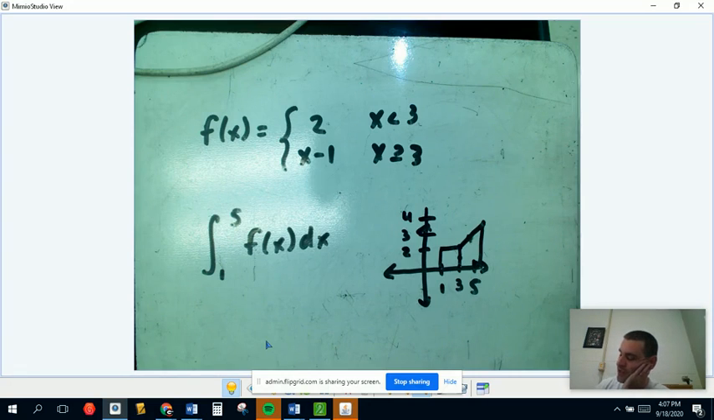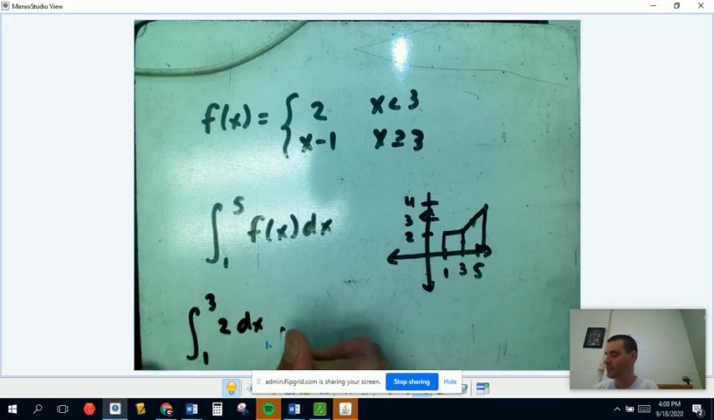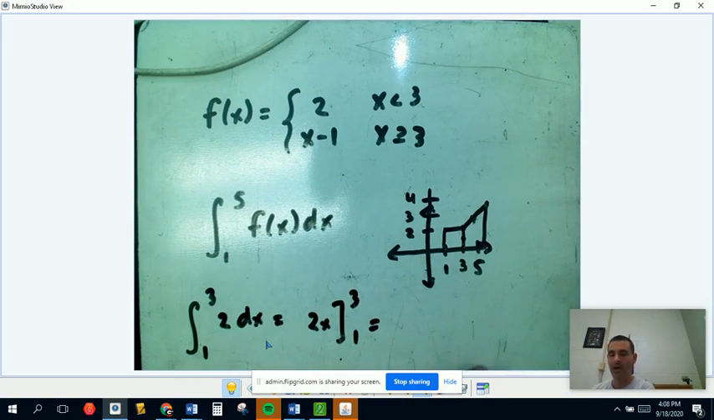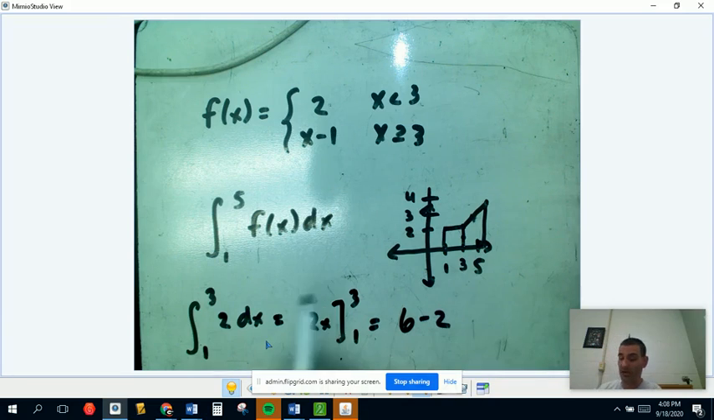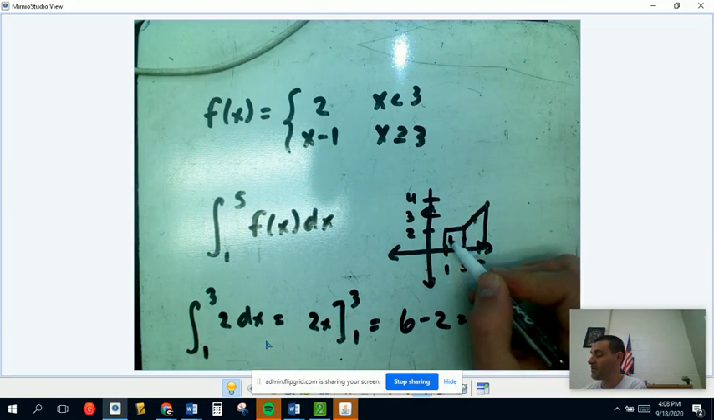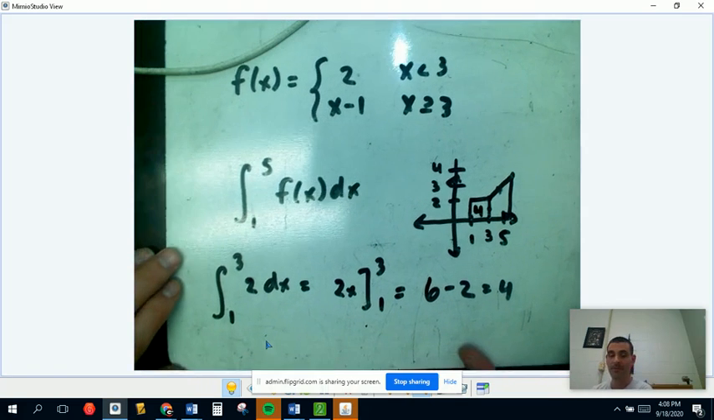Now you could just geometrically find that, or you could apply the integral, whichever you want. We'll just do the integral since it's calculus. Maybe we'll do it both ways. So from 1 to 3, we're working on 2. So apply the antiderivative. That's going to be 2x evaluated at 3 and 1. If I plug a 3 in there, it's going to end up being 6 minus 2. So the area of this is 4, which again, it's a 2 by 2 square. So that's pretty obviously 4.